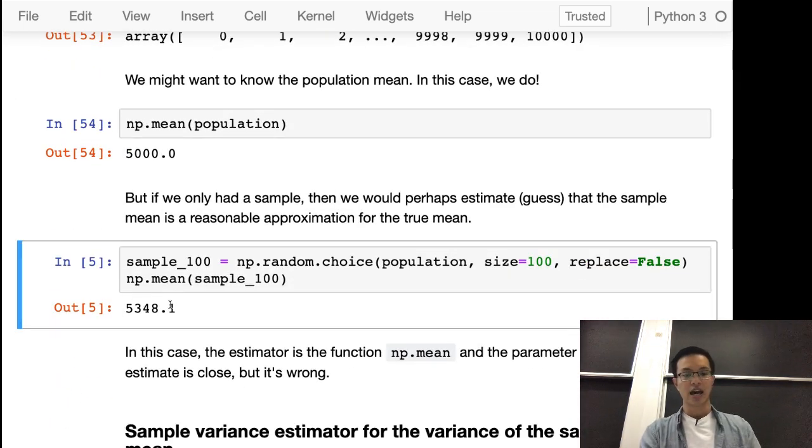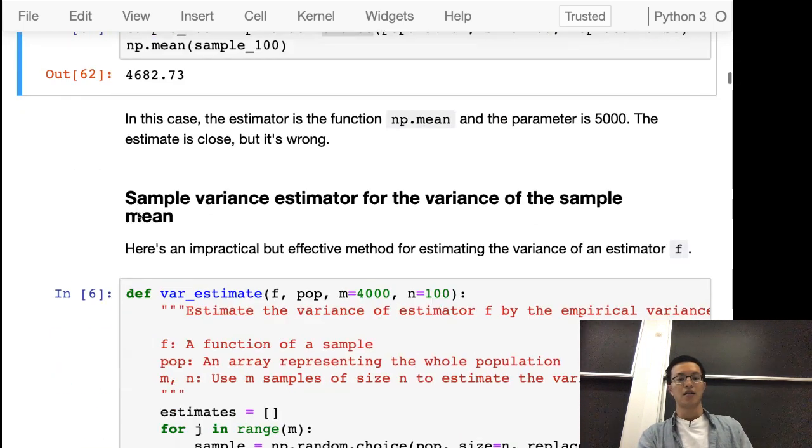Okay, and so for example, you might imagine that if I draw a sample from this population and take the mean of my sample, I get pretty close to 5,000. But not exactly 5,000, because our sample is randomly drawn. So if I run this again, I'll get sometimes below 5,000, sometimes above 5,000, so on and so forth.